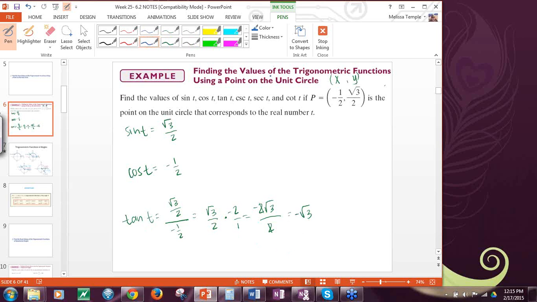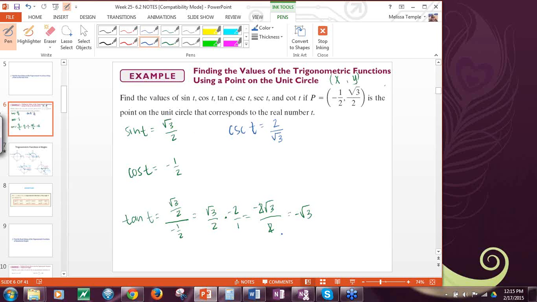Keep going, we want to find the other 3 functions. So cosecant of t, that's CSC, is equal to the reciprocal of sine of t. So these are just reciprocals. So my cosecant of t would be 2 over the square root of 3. Questions on that much? Any questions?